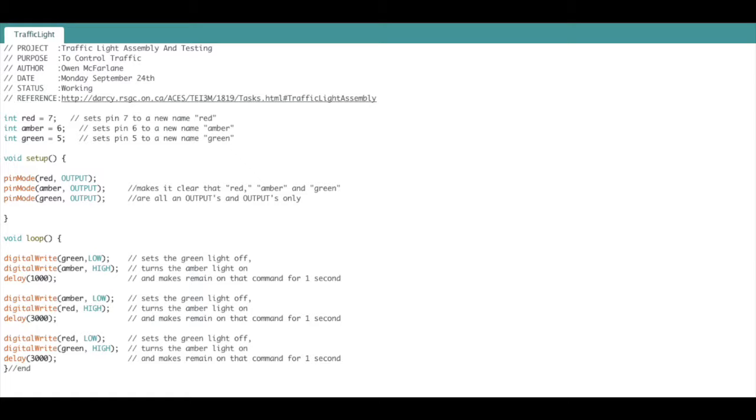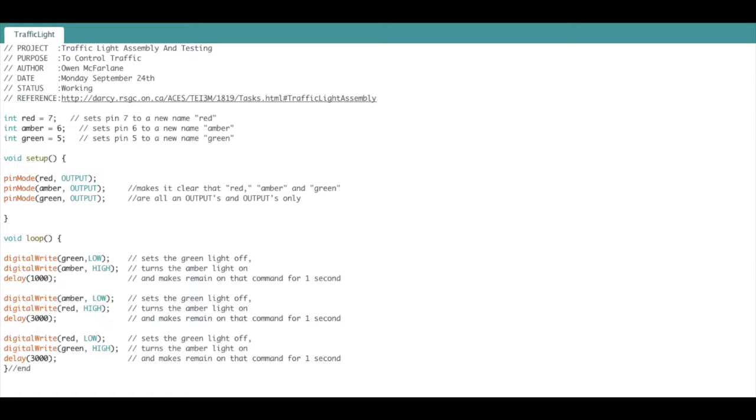At the beginning of my code, I defined the pins: pin 7 is red, pin 6 is amber, and pin 5 is green. These are according to the negatives and positives that I have soldered on my strip board for the actual physical LEDs. Afterwards, you see the void setup. That is where I establish the fact that the red, amber, and green LEDs are all outputs and outputs only.